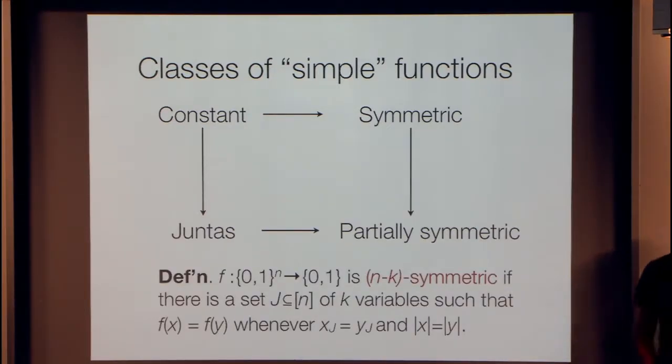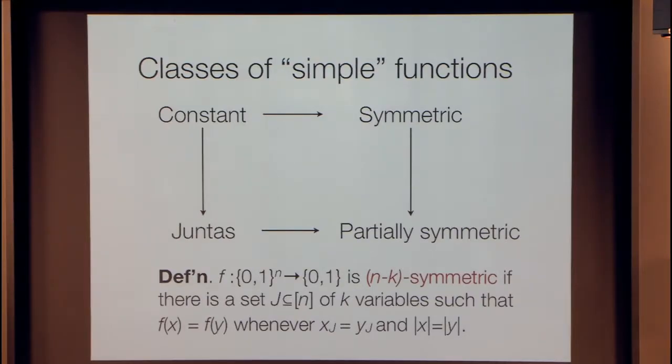We can say f is n minus k symmetric if there's a set of k special variables where exactly this happens. Or another way to say this: any two inputs that agree on those k variables and have the same Hamming weight on the rest of the variables have the same value under f. I'm going to call these partially symmetric when k is a constant.